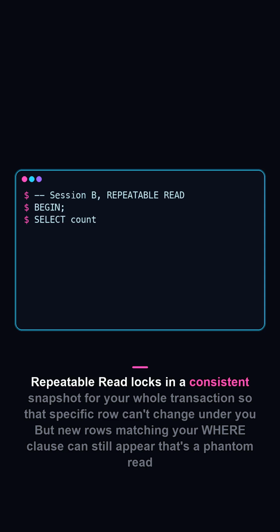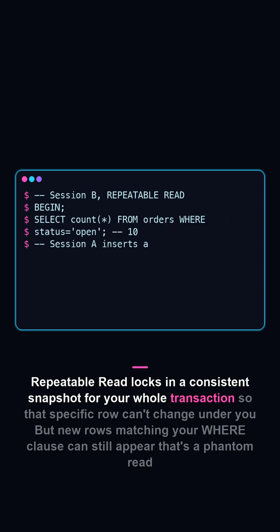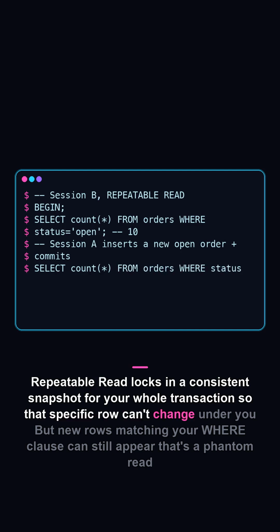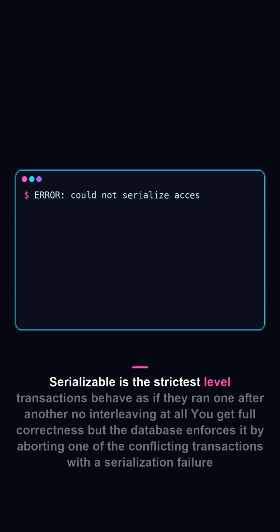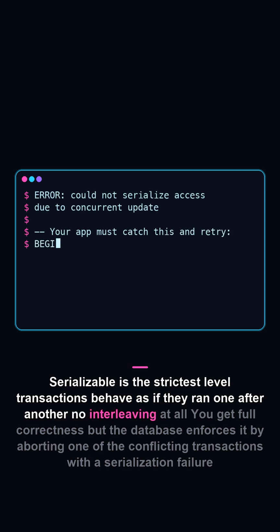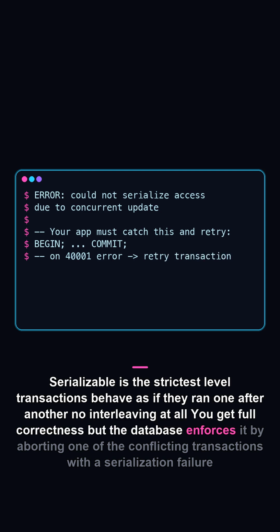Repeatable Read locks in a consistent snapshot for your whole transaction, so that specific row can't change under you. But new rows matching your WHERE clause can still appear. That's a phantom read. Serializable is the strictest level. Transactions behave as if they ran one after another, no interleaving at all. You get full correctness, but the database enforces it by aborting one of the conflicting transactions with a serialization failure.